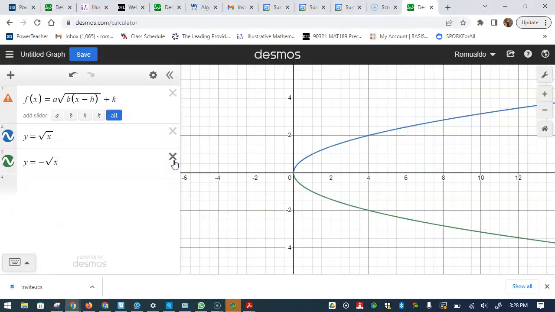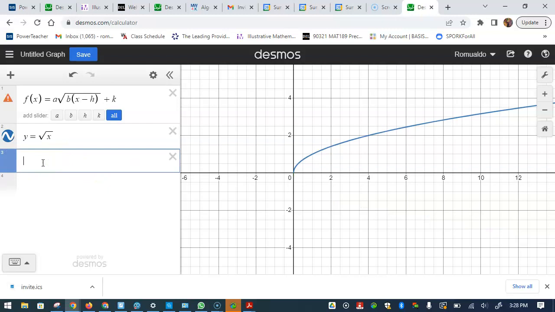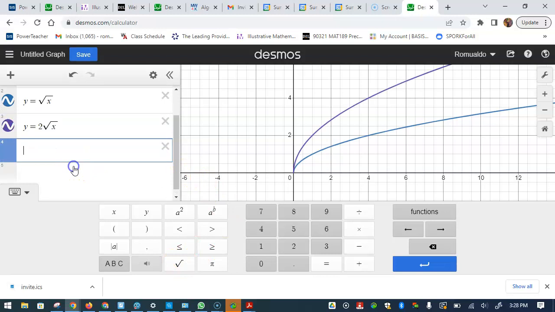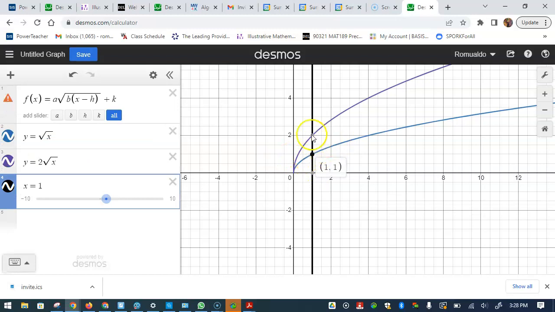Okay, let me take this off, and now let's see what the meaning of vertical stretch is. The reason I'm trying to show this is because we can apply this to trigonometric functions, because the idea is extended to trig functions. So here, if I put 2 and the square root of x, and I put x equals 1, you can see the point. When x is 1, the first is (1, 1), but the second one has the x coordinate staying the same, and the y coordinate changes from 1 to 2.